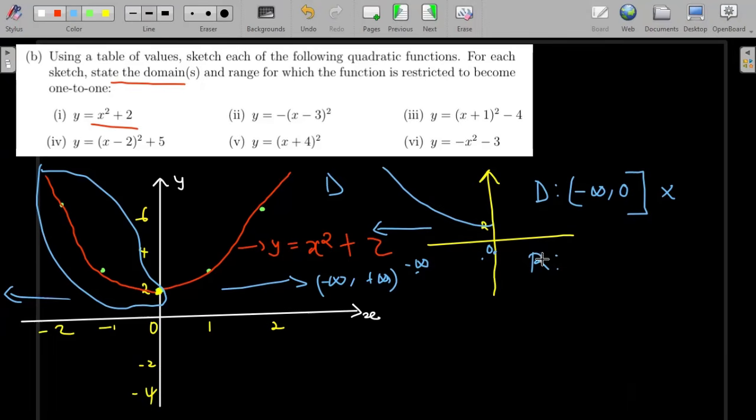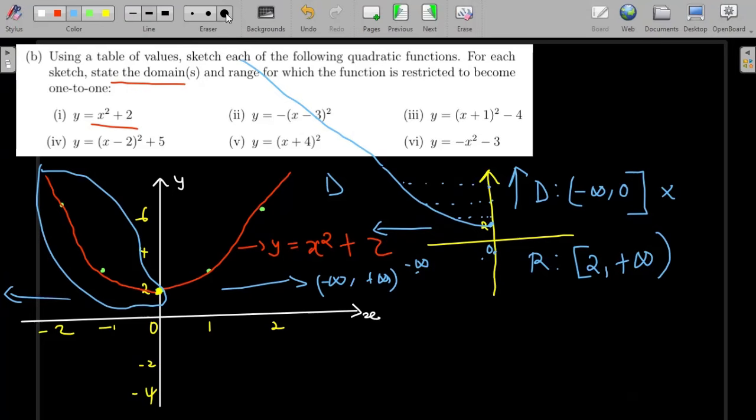The range are the y values. So what is the lowest point in terms of the y's? We are moving in a vertical direction here. The lowest point is 2. And then as it goes like this, the value is increasing. So when I come here, it will be a value above 2. When I come there, still a value above 2. Wherever this graph is going like this, it will be approaching positive infinity. So my range will be from 2 all the way to positive infinity.